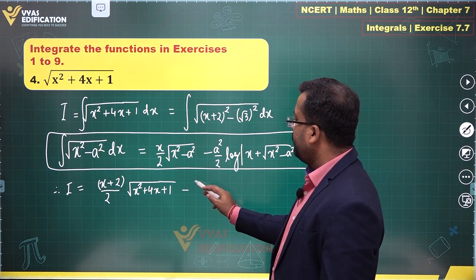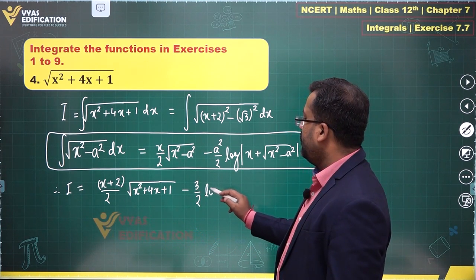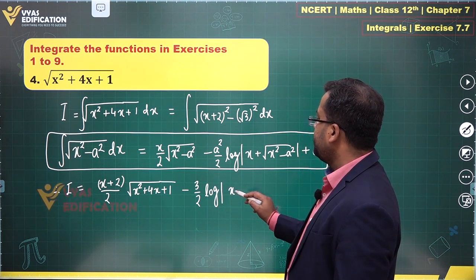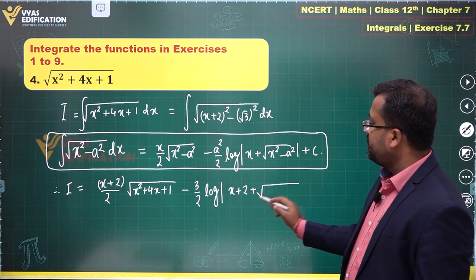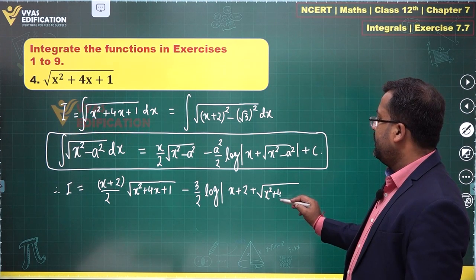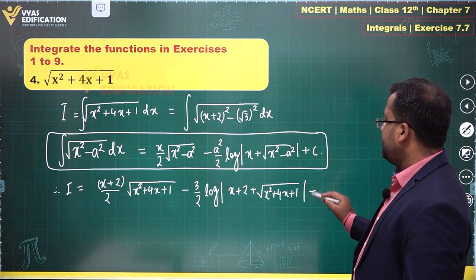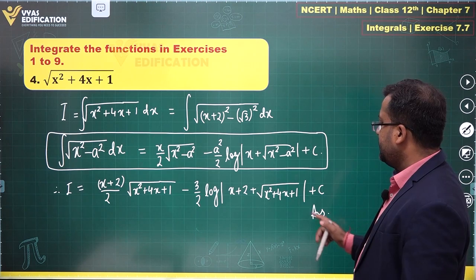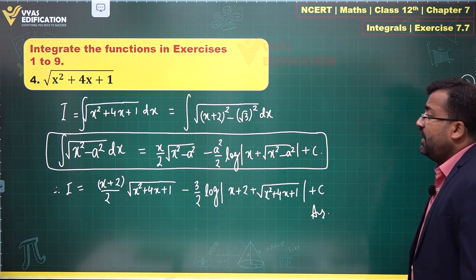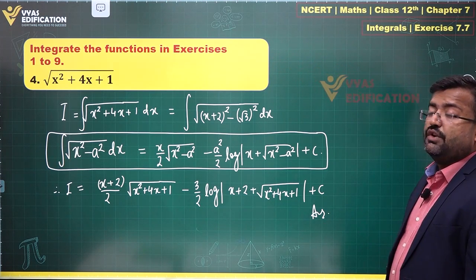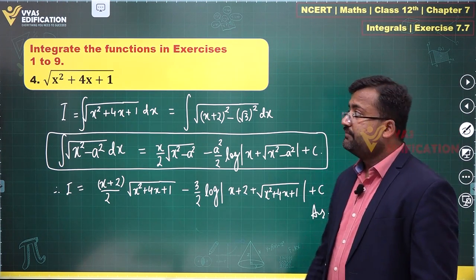minus a square by 2, which, a is root 3, so a square by 2 will be 3 by 2 log modulus x. Instead of x, we have x plus 2 plus under root of x square minus a square, which is nothing but x square plus 4x plus 1, plus constant. And yes, that's the required answer. Just had to divide by 1, which is as good as not dividing, right? So that is my final answer for this fourth question, as you can see over here.